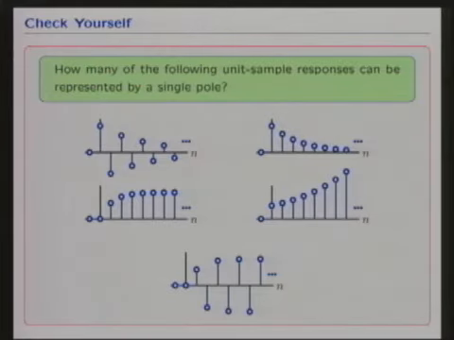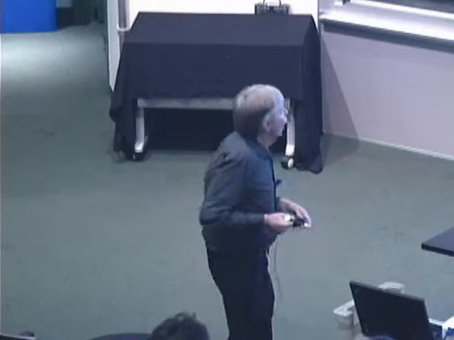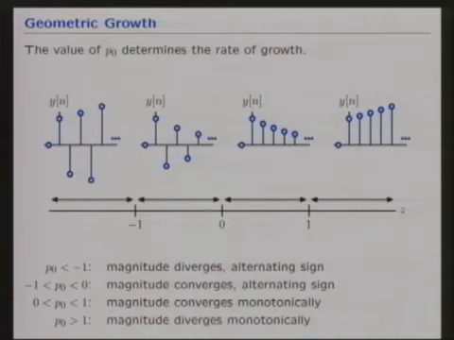How about this one? Same problem. It's alternating with the same problem, right? So you can't do those two. The answer was 3. The only kinds of responses you can model with a single pole can be shown here. That's not quite true. Let me retract that slightly. Here are some, and I will make this more complicated in about 2 pages of notes. Here's all the real values of p naught and the associated behaviors.